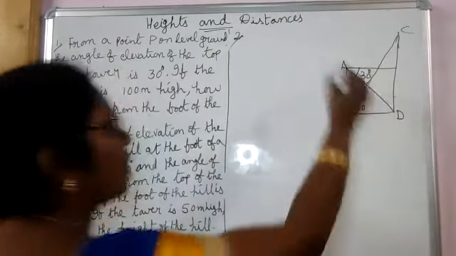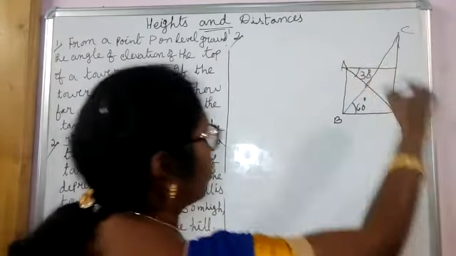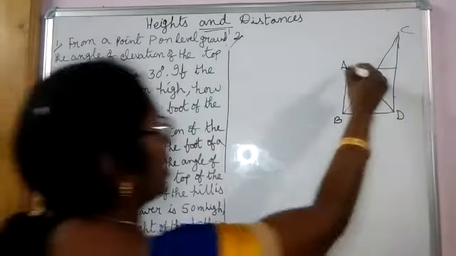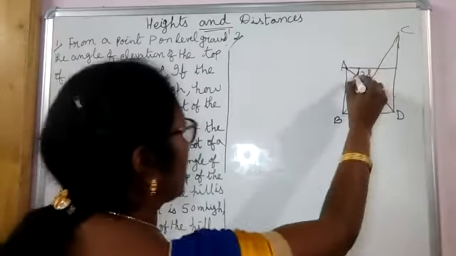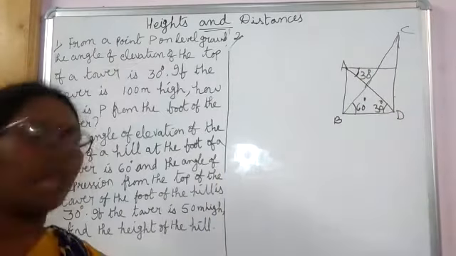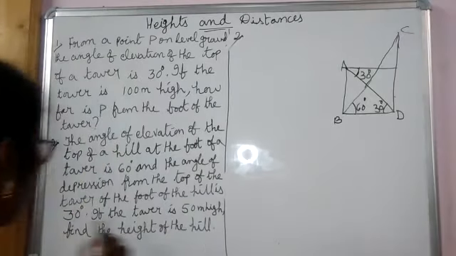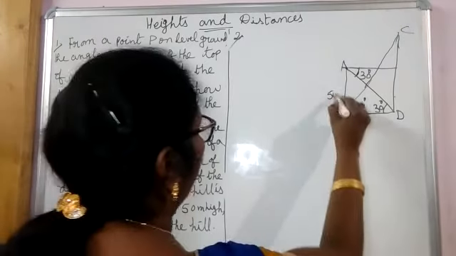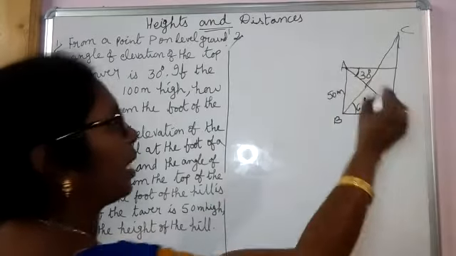Don't confuse. This is the horizontal line from the top of the tower. And from the top of the tower to the bottom of the hill, this is the line of sight. This angle is 30 degrees. If this is 30 degrees, automatically this angle is 30 degrees, because they are interior alternate angles. If the tower AB is 50 meters high, find the height of the hill.